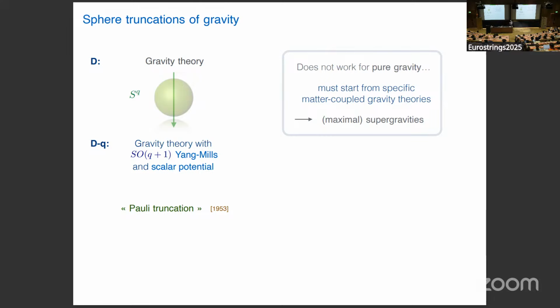And in particular, the ones that I want to discuss are called Pauli truncations, where these lowest modes include a spin 2, as well as some non-abelian gauge bosons for the SO(Q+1) isometry group of the sphere, and a bunch of scalar fields as well. And so the dynamics of this lowest mode is described by a lower dimensional theory, which is a gravity theory coupled to SO(Q+1) Yang-Mills, and some scalar fields that come with a scalar potential.